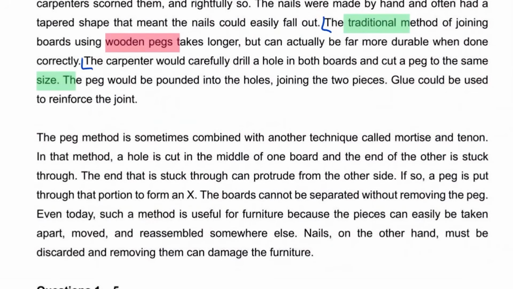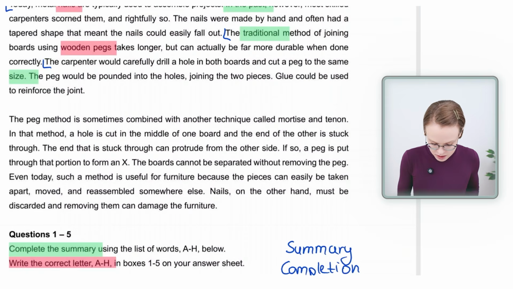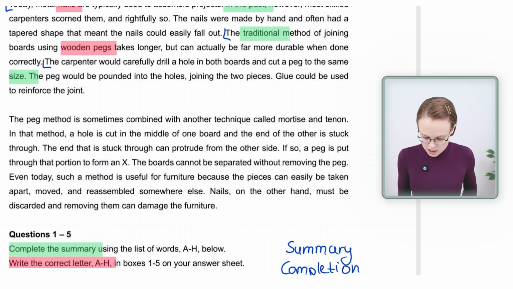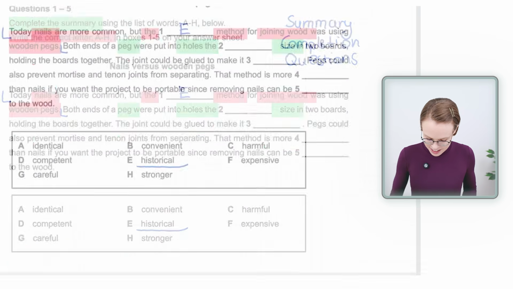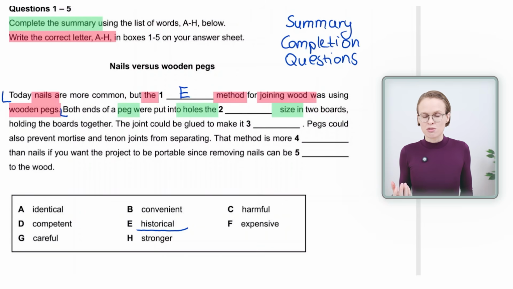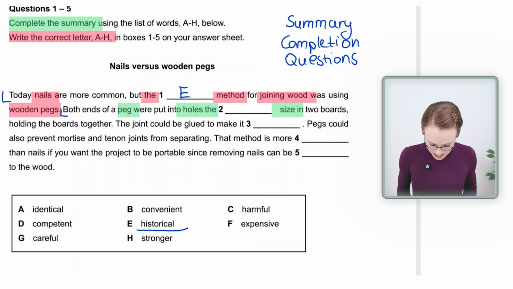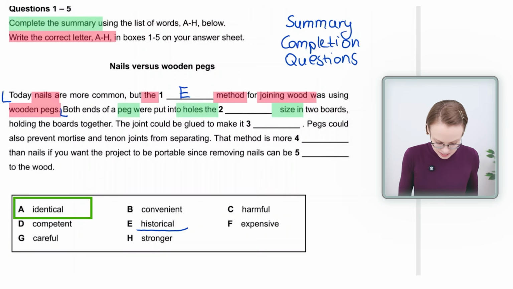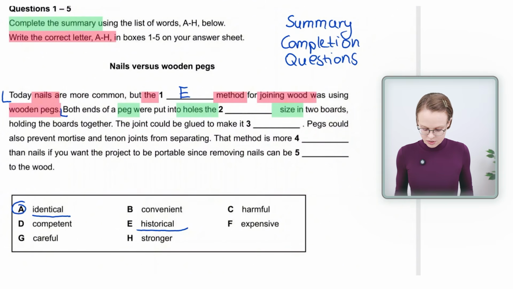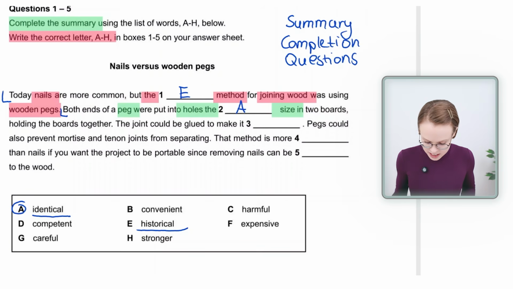It says both ends of a peg were put into holes, the something size into boards. What about the size in the holes? Guys, here it says, the carpenter would carefully drill a hole in two boards and cut a peg to the same size. So it's the same size. We need to look for a word that is a synonym for same size. And that word is identical. Check out choice A, identical. This fits. None of the other words fits. If you are unsure, you can always check the remaining choices and then you can make sure that this is the correct answer. So I'm going to write down A for identical.